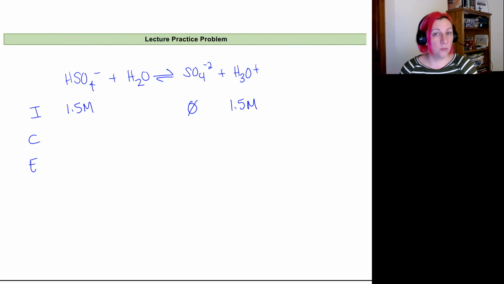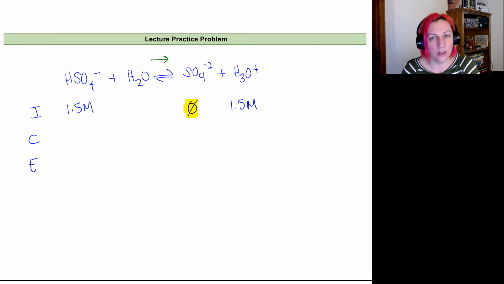So will I form more products or reactants to reach equilibrium? I have 1.5 molar of a reactant and also a product. And the shortcut way to figure this out is to notice that I have a 0 concentration for one of my products. That means no matter what, I have to form some of that for equilibrium to be reached, since that K value is not 0. So that means that this reaction is going to form more products to reach equilibrium. So I'll be adding X to my product side and subtracting X from my reactant side.